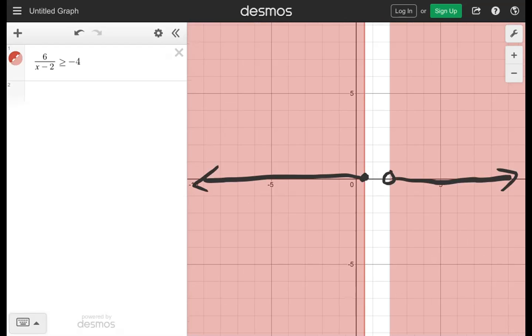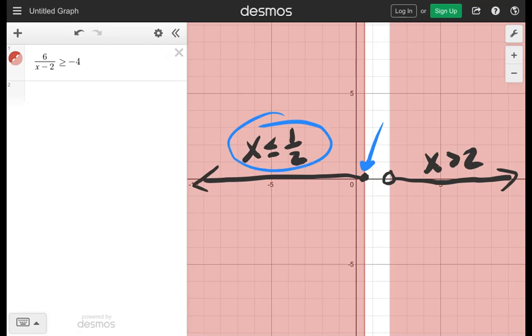Now, it just so happens this is when x is greater than 2. Wasn't that part of our solution set earlier? It was, wasn't it? What was the other piece? X is less than or equal to 1/2. Well, I'm willing to bet that this point right here is 1/2. All right. Our solution was, to make sure here, x is less than or equal to 1/2, or x is greater than 2.